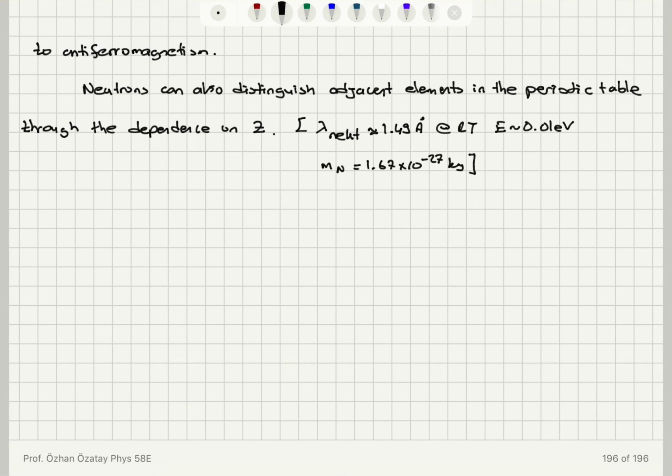And another advantage is neutrons can also distinguish adjacent elements. It has a Z dependence. And the typical wavelength of neutrons that you can use in neutron diffraction is 1.5 angstroms at room temperature for an energy of 0.01 electron volts, and the mass of a neutron is 1.67 times 10 to the minus 27 kilograms. So you can check the energy by using the free neutron energy, h bar squared k squared over 2 times the mass of a neutron.